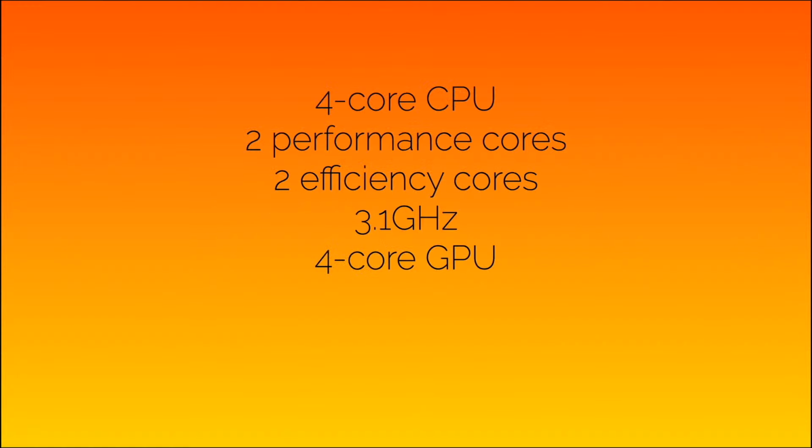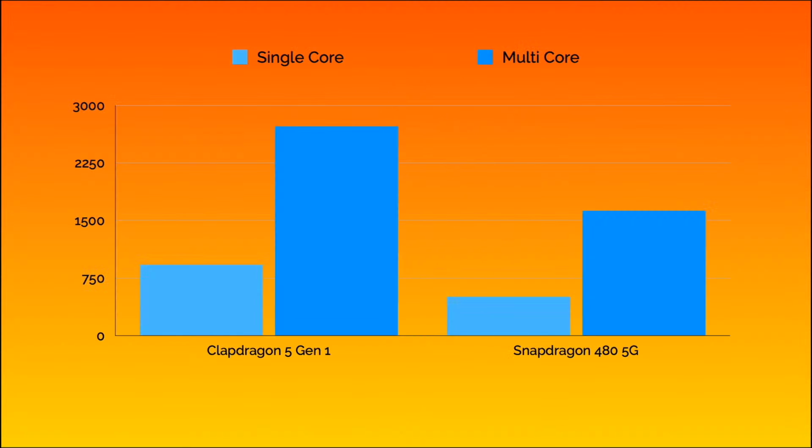It's a 4-core CPU, 2 high-performance cores, 2 high-efficiency cores, a 3.1 GHz clock speed, and a 4-core GPU as well. And when it comes to comparison to the competition, it's not even close. Snapdragon 5 Gen 1 absolutely blows away everyone else. And so now let's talk about the camera.